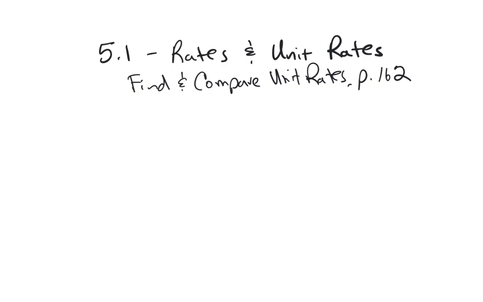So mangoes, we have $2.60 for 2 pounds, just a division problem. You can do that in your head. That comes out to be $1.30. I'm going to put M for mangoes, $1.30 per pound.